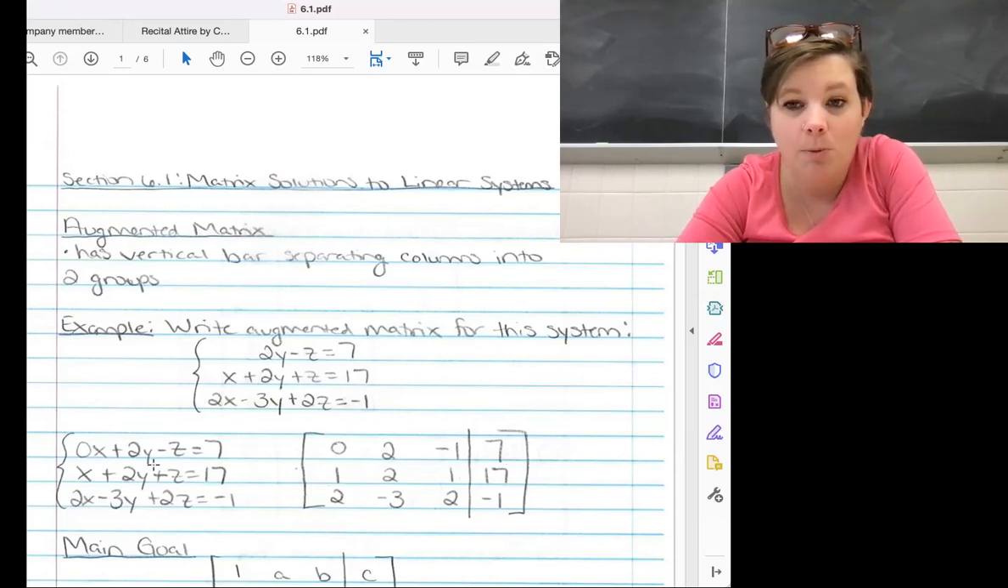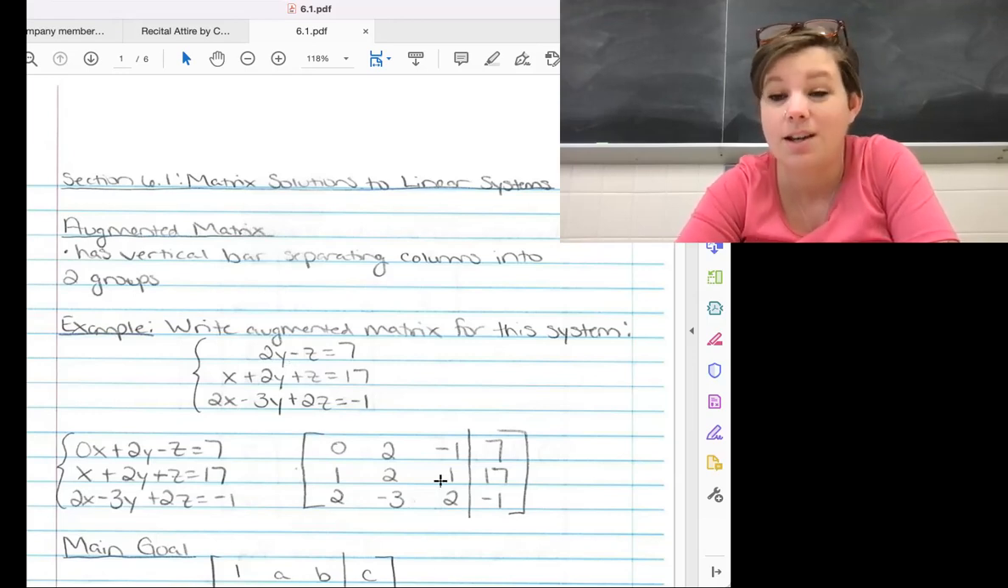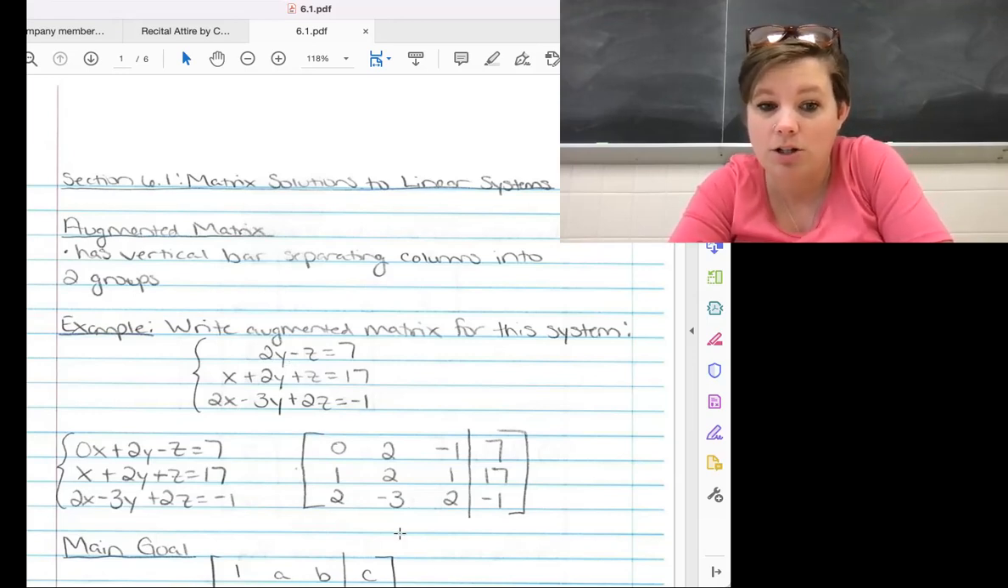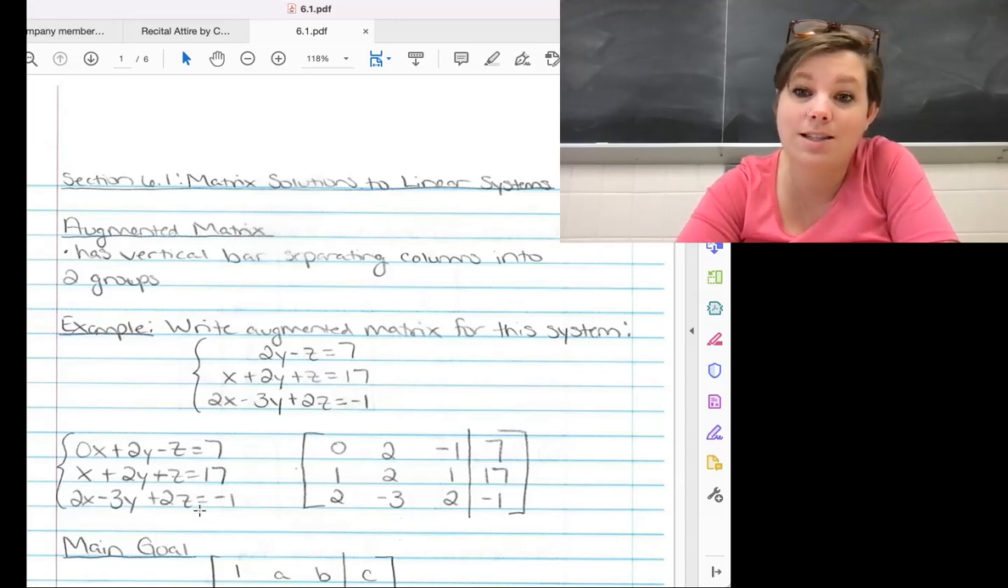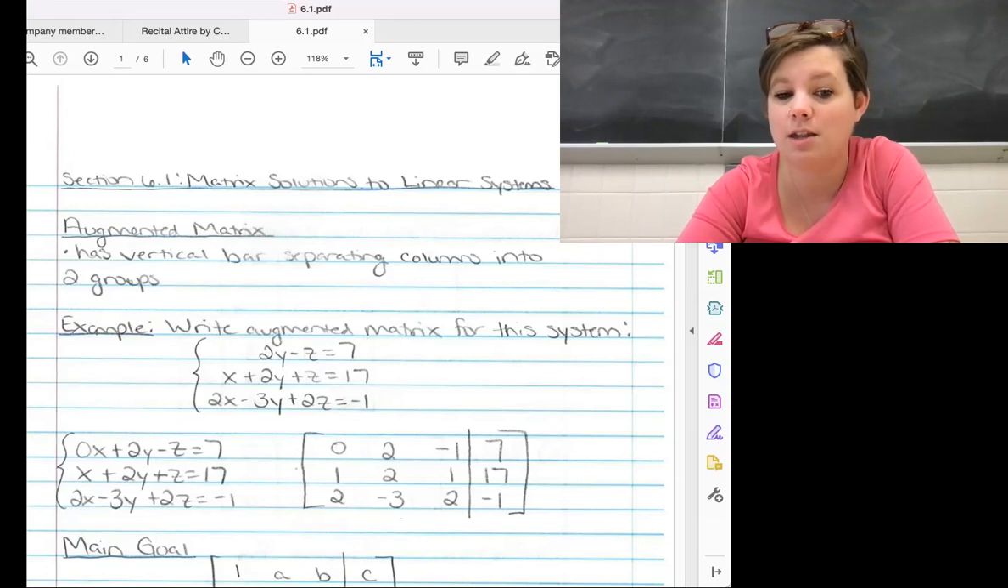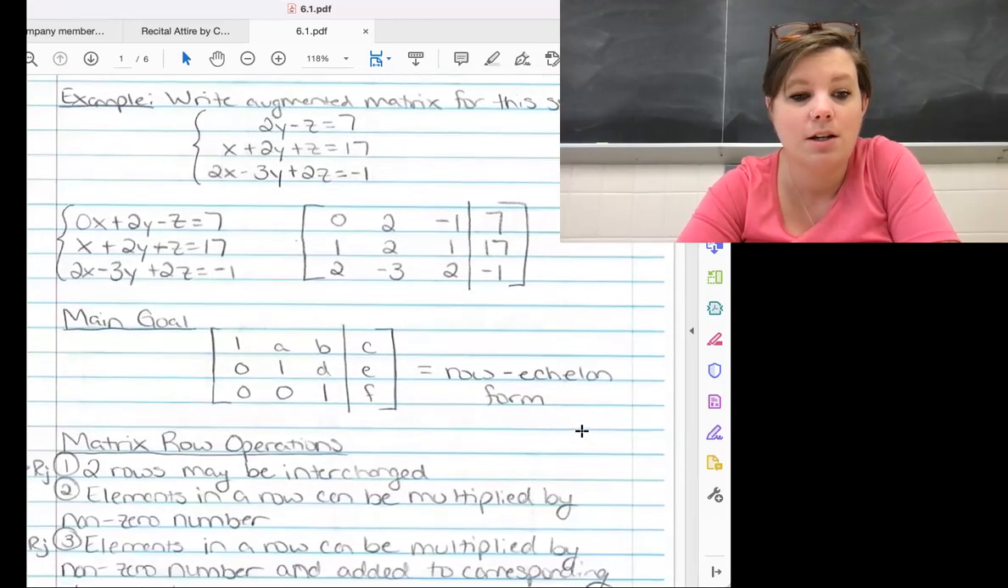You should be able to go both ways with this. If they give you a system of equations, you should be able to write the augmented matrix. If they give you an augmented matrix, you should be able to go back and write the system of equations, noting that first you have your x's, then your y's, and then your z's. Okay, so there's your augmented matrix.